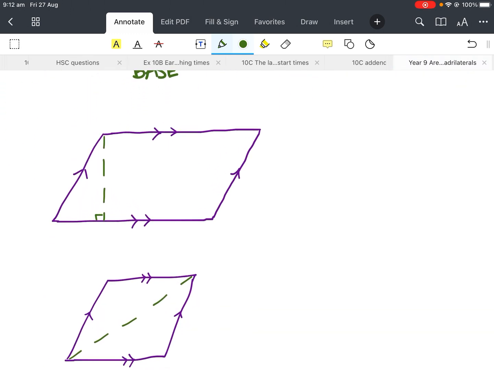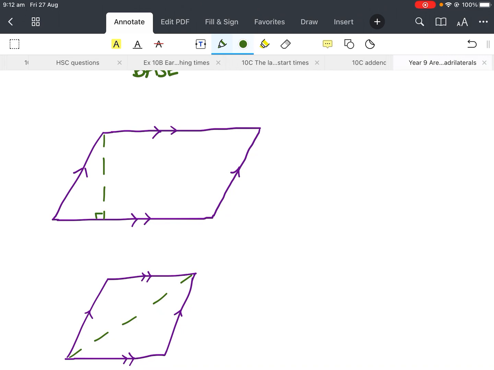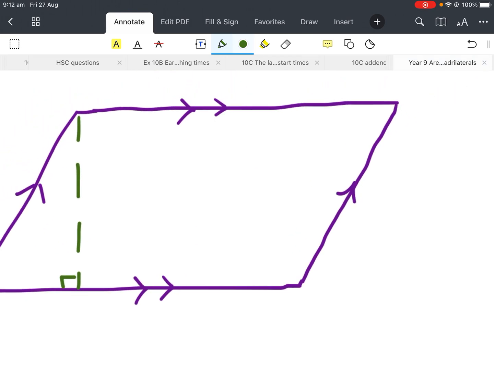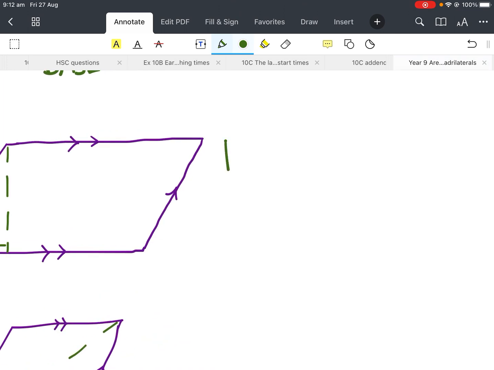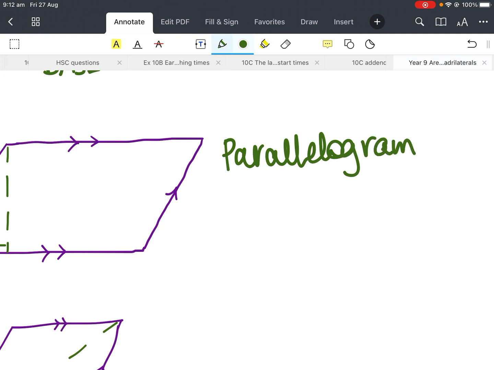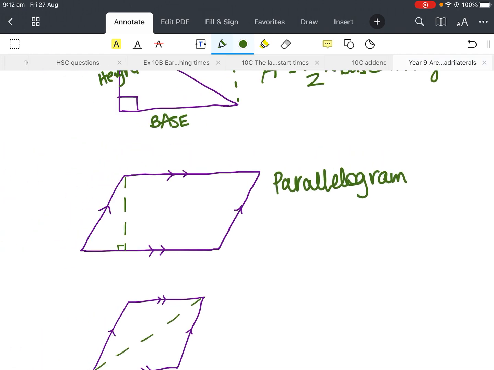Now I've made some videos for those of you who'd like to watch them, just in case, for example, you don't know how they came up with the trapezium formula, because that is a pretty hard formula. So my first one here, hopefully you all know this one, is a good old parallelogram. Should have done this in year 8. Just in case, let's go over it.